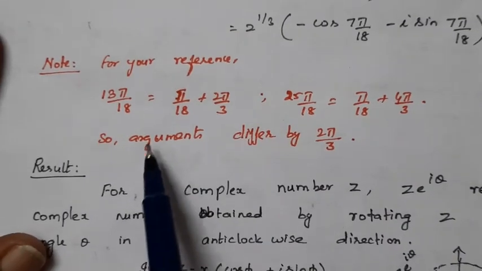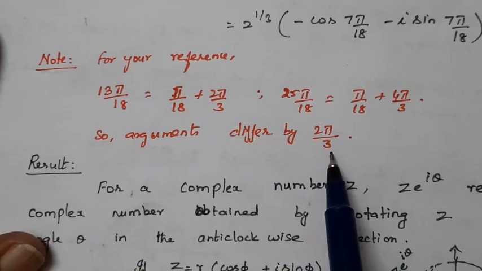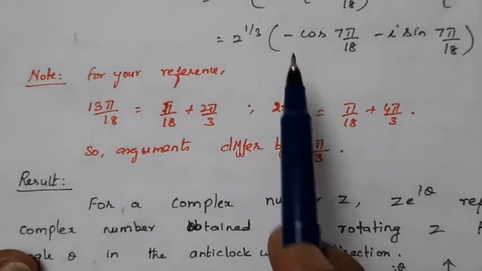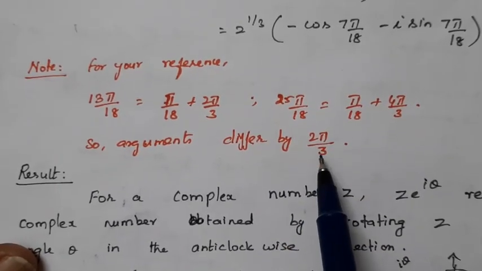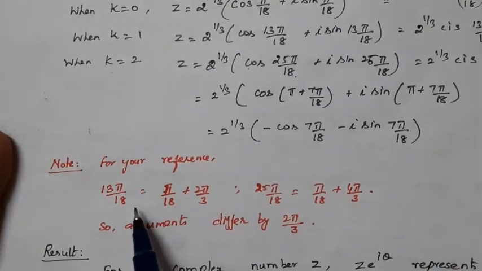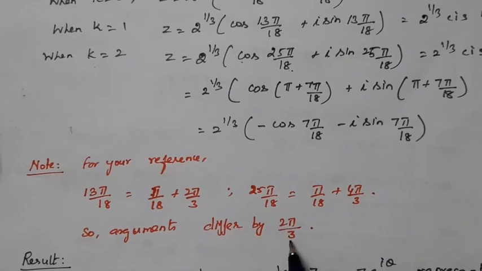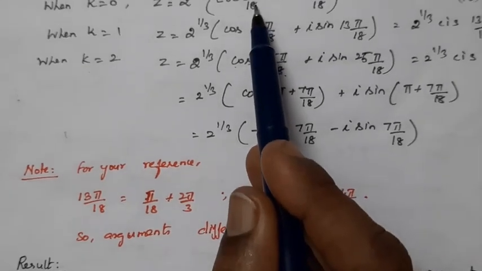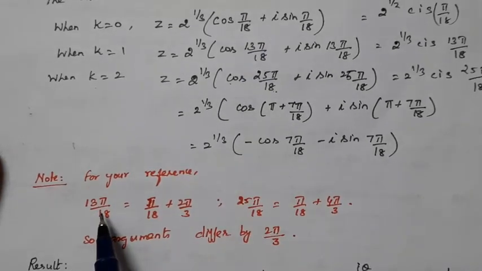We know that the arguments differ by 2 pi by n. What is n? n is 3. So here the arguments should differ by 2 pi by 3. But it cannot be seen directly, so we can check whether the arguments differ by 2 pi by 3. What is the first argument? It is pi by 18.